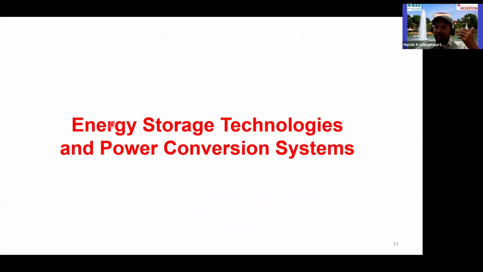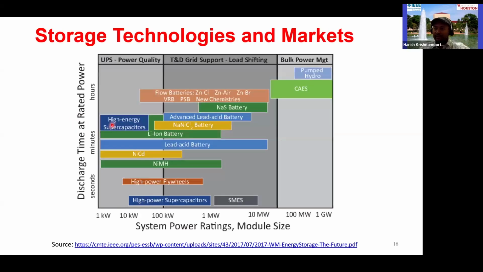So let's see some of the different energy storage technologies. If we have to interface energy storage technologies with the grid, we definitely need power conversion systems, because let's say batteries, being the most common energy storage system type right now, are DC based, and the grid is still predominantly AC. So we need power electronics to interface the energy storage systems to the grid as well.